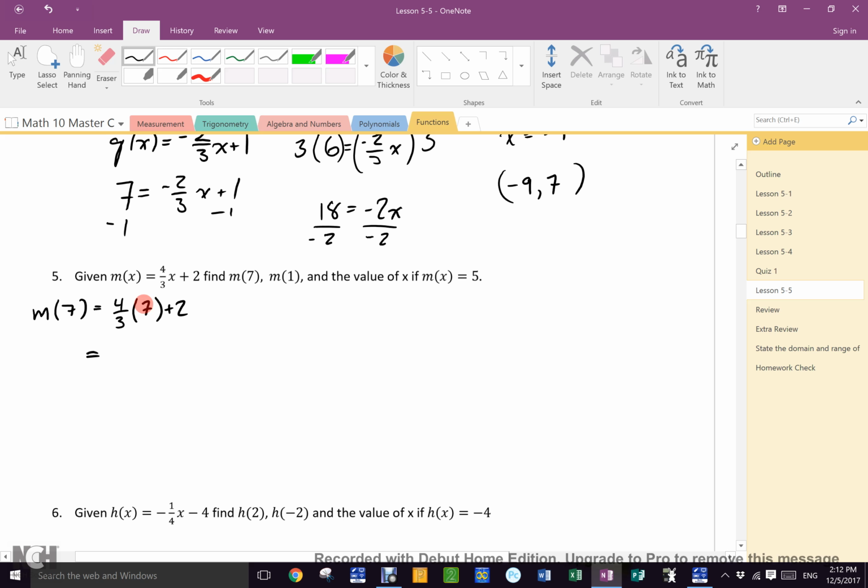See how I'm getting double duty here? I'm making you practice your fractions too. That is 28 over 3 plus 2. Barf! 28 over 3 is really 9 and 1/3, isn't it? What's 9 and 1/3 plus 2? 11 and 1/3. So what is my ordered pair?